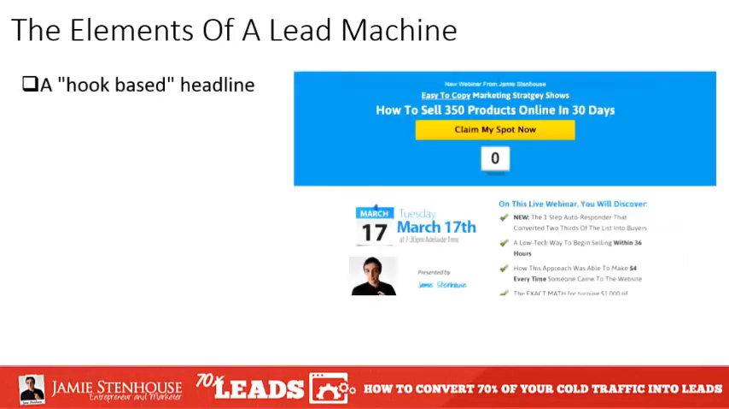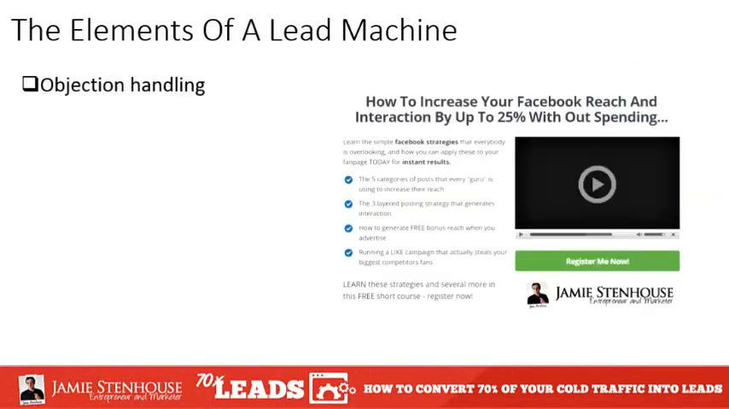If we were to click back here, and if I was to add an objection handling framework onto the end of this headline, it could read how to sell 350 products online in 30 days, even if you've never sold a product before. Right, so that will handle the objection and of course bring in more leads too, because people won't opt in if they have an objection to your offer.